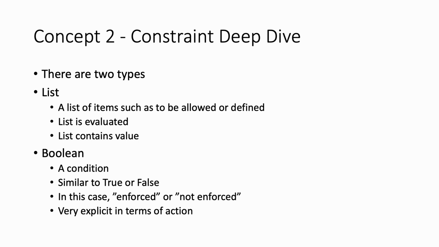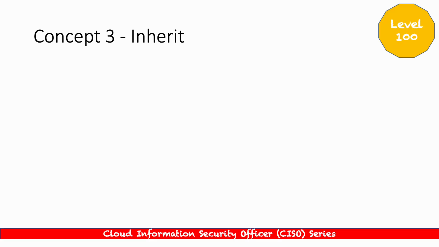The other type of constraint is a Boolean. A Boolean expression is similar to a true or false concept, and it is either enforced or not enforced, very explicit in terms of the action. Either a condition is set to true or it isn't, it's false. An example here: a constraint may be to deploy a VM inside a specific region within GCP. Either that's going to be true or it's going to be false, so that's a very straightforward scenario.